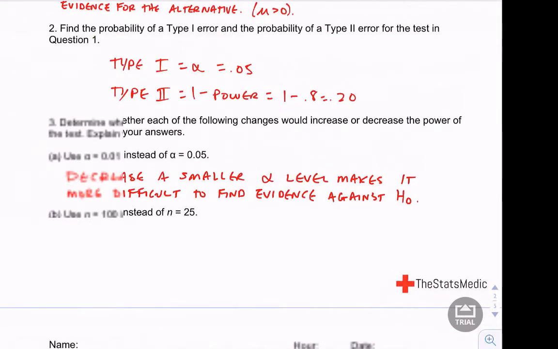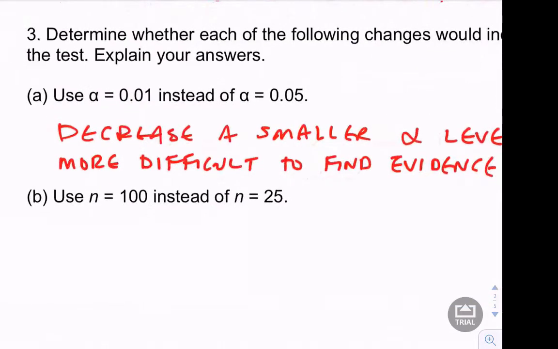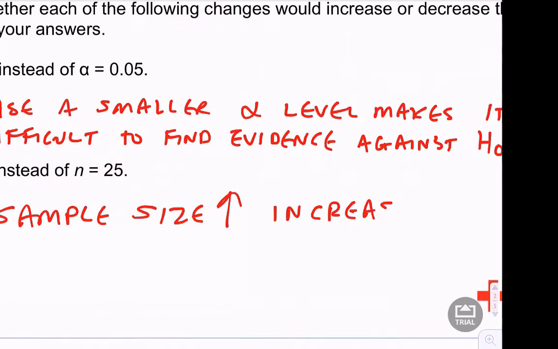Okay, so think about that for a second. You lower that alpha level. Now all of a sudden you've got to be in that 0.009 probability range, so below 1% of a chance happening. So it's very difficult to find a convincing situation for having evidence against the null. What if we used n equals 100 instead of n equals 25? It would be an increase because increasing sample size increases power.